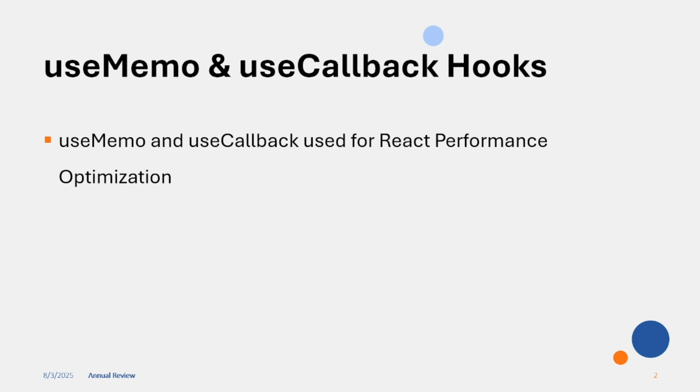So what is useMemo? useMemo and useCallback are both for a similar purpose. The purpose is to increase the performance of a React application, or optimize React applications. It will make the React application faster and smarter.